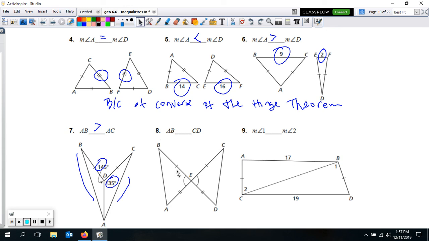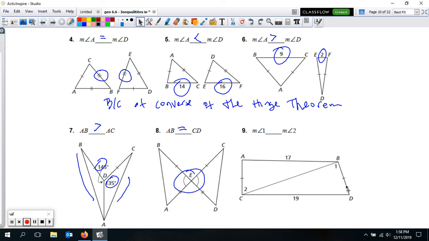For number 8, there's our congruent marks right there. We're looking at these angles, and they're both showing congruence. It's like a vertical angle situation. They are congruent. And so that tells you that AB is the same or congruent to CD. So they're equal. Those lengths are equal.